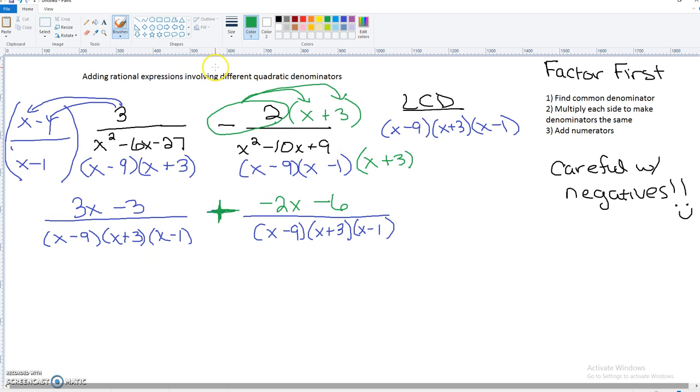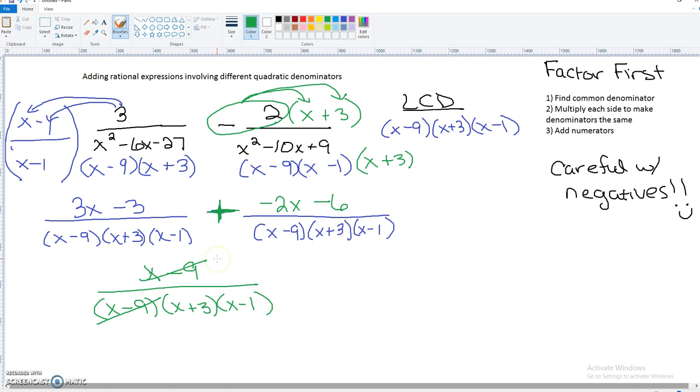Alright, so now we can go ahead and we can combine the numerators. So up here we've got 3x minus 2x. Well, that gets us just x. And negative 3 and negative 6 is negative 9. And I'm going to write our denominator. Okay, and as you can see here, this can cancel this.